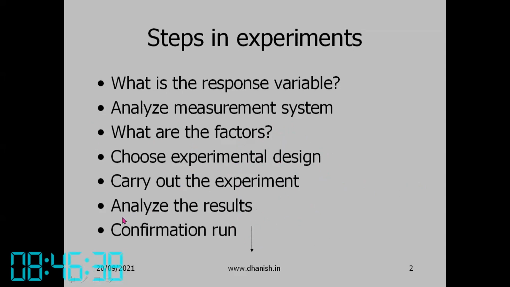And after that, finally, you do a confirmation run, because what we are doing is many times we will not have done that combination at all. So we may have chosen some factors in a fractional factorial, and that combination we may not have done. That optimum which you have got may not have been tried at all. So you have to do a confirmation experiment.